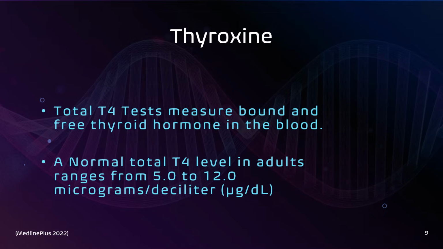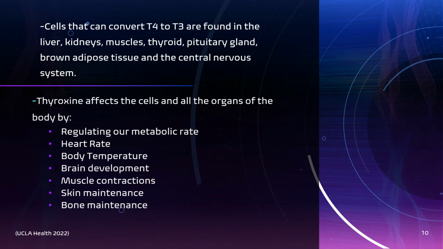As far as testing normal ranges for thyroxine, total T4 tests measure bound and free thyroid hormones in the blood, and a normal total T4 level in adults ranges from 5.0 to 12.0 micrograms per deciliter. So we mentioned earlier that the thyroxine hormone synthesizes in the thyroid. But cells that can convert T4 to T3 are found in the liver, kidneys, muscles, in the thyroid, like mentioned before. It's also in the pituitary gland, like mentioned before, and then brown adipose tissue in the central nervous system.